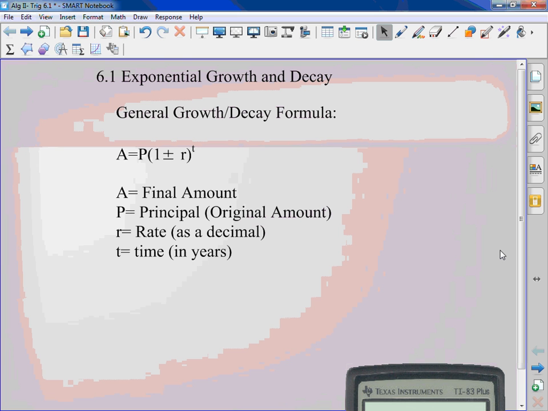Now there's that plus or minus. What type of problem do you think talks about plus? Growth. What type of problem do you think is the minus? Decay. If something is growing, we use plus. If something's getting smaller, we use decay. It does not have to be, as you're thinking, decaying bodies.